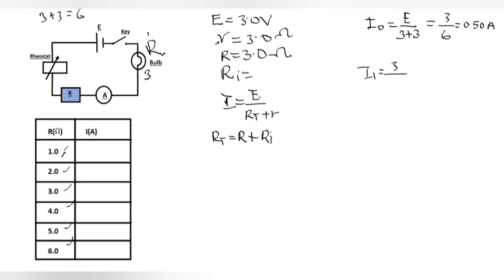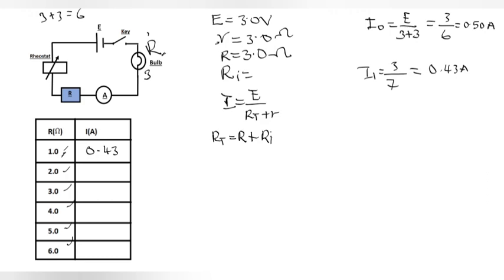So the first one is going to be 6 plus 1, that's 7. So I'm going to divide that by 7. That's going to give me, when I divide that by 7, 0.43. 0.43 what? Amp. So it means that my first current here is 0.43 amp.